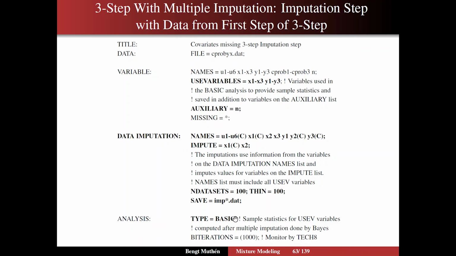The analysis type is basic, with sample statistics for the use variables computed after multiple imputation done by Bayes. Here you can specify the number of Bayesian iterations referring to the data imputation step, and you can monitor by Tech 8. The computation that's done using type equals basic is done by the WSMV estimator, after the imputation, computing the sample statistics for the use variables.